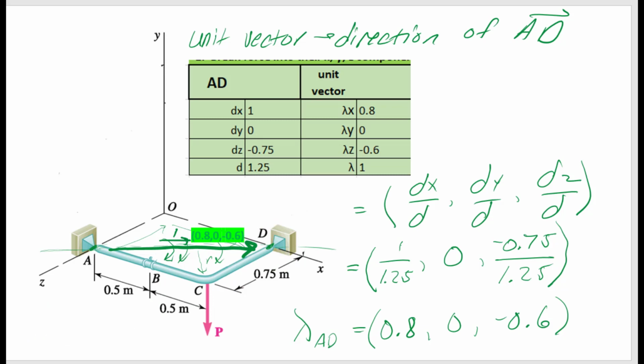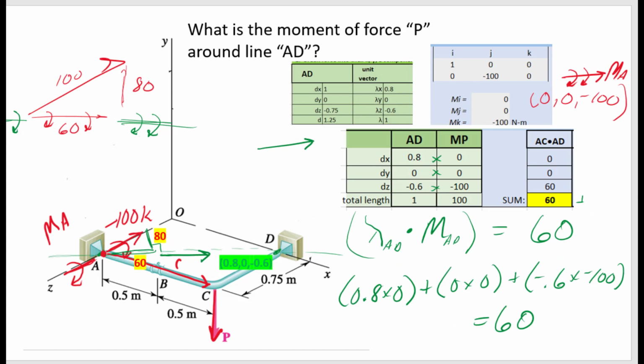So the next step is we're going to take this unit vector and use a dot product with our previous moment. This is going to get us the piece of this moment that is in the same direction as our unit vector. If you take a vector, you can break it into components: how much of this 100K vector, this moment around the z-axis, is in the same direction as AD, and part of it is perpendicular to AD. The perpendicular piece, that's cross product.